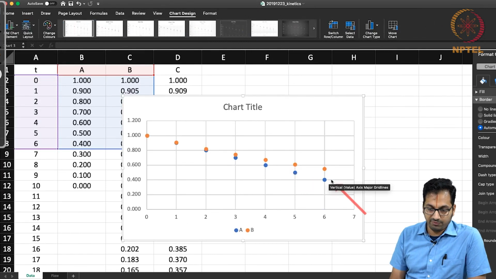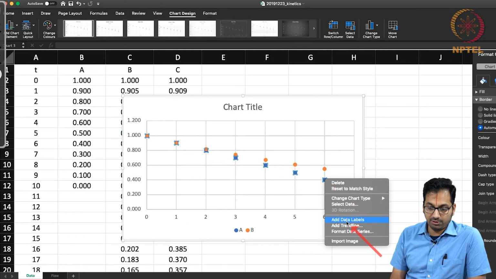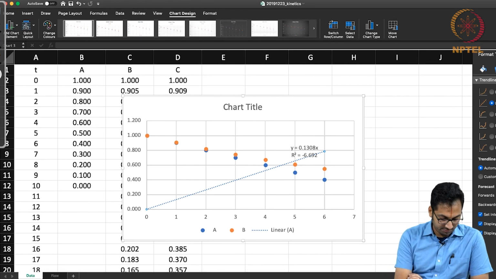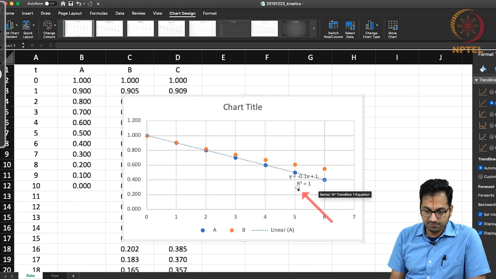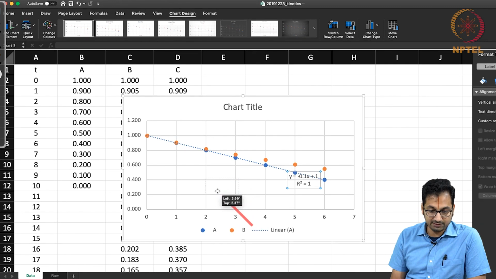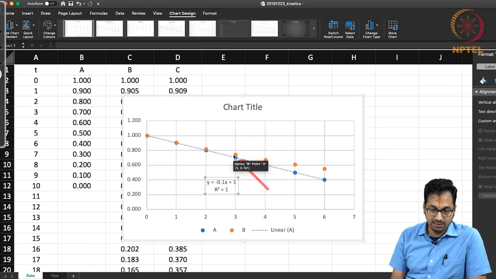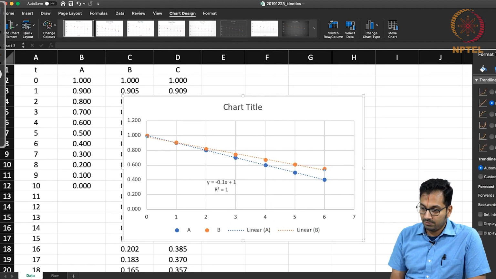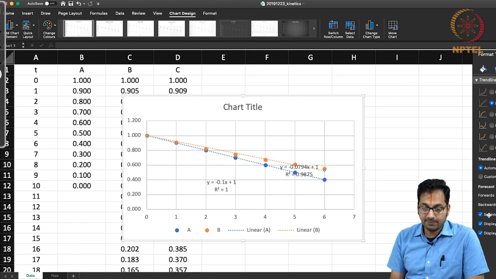So we can try to fit the one that we found out as the zero order reaction. Of course, the intercept has to be set to 1, not to 0, because we know for a fact that the concentration that you started with. On the other hand, let us try to fit the orange line. Then we can display the equation, display r square, and display the intercept. Set the intercept to 1.